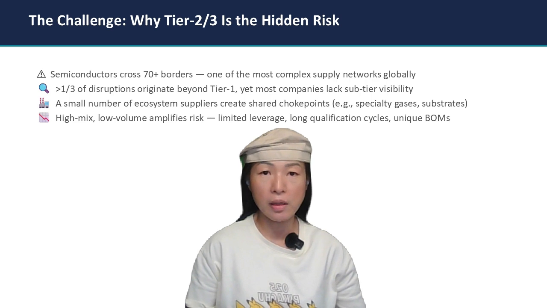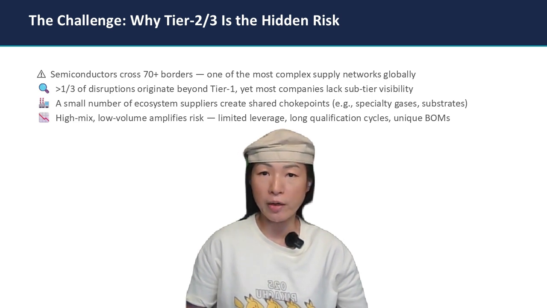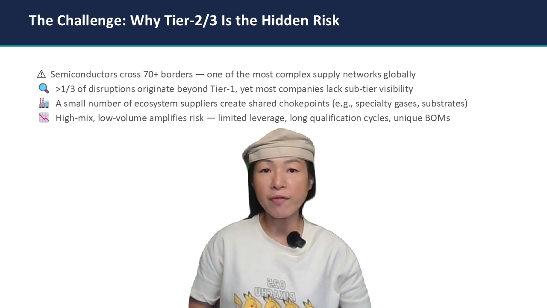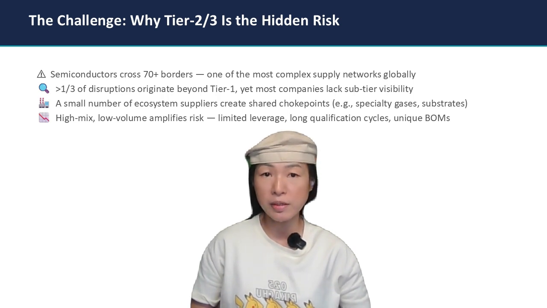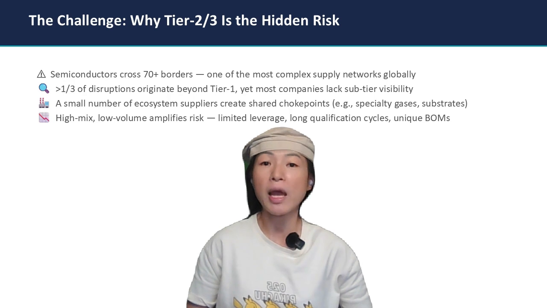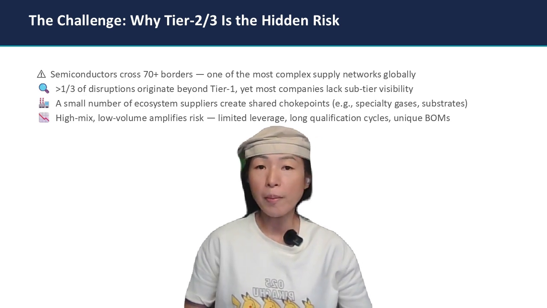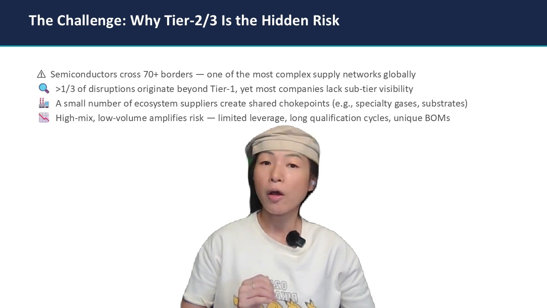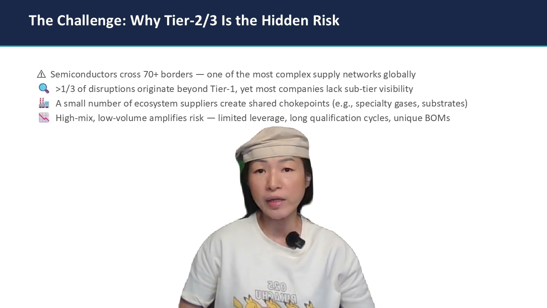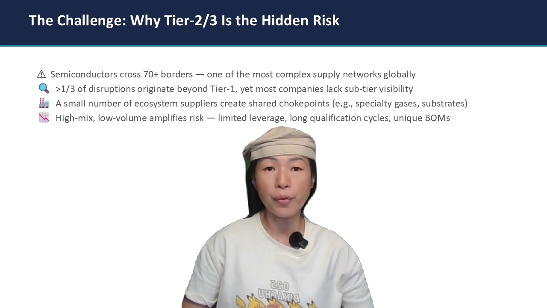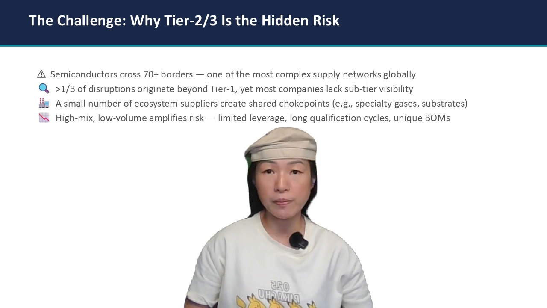cannot see. In a high-mix, low-volume environment, this risk is amplified because each product may rely on a unique bill of materials with limited sourcing leverage and qualification cycles that can take months or years. The combination of complexity, concentration, and long qualification times makes sub-tier risk management essential.